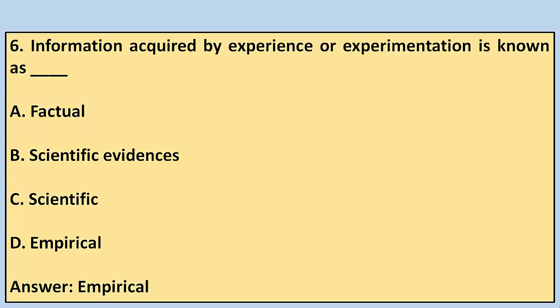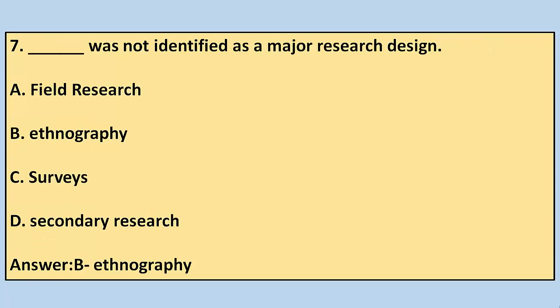Variables. Information acquired by experience or experimentation is known as A. factual, B. scientific evidence, C. scientific, D. empirical. Answer is empirical, D. Dash was not identified as a major research design. A. field research, B. ethnography, C. survey, D. secondary research. Answer is B. ethnography.